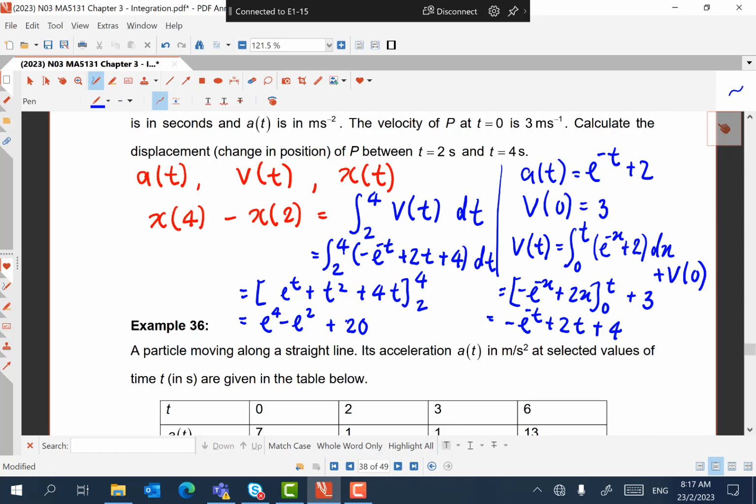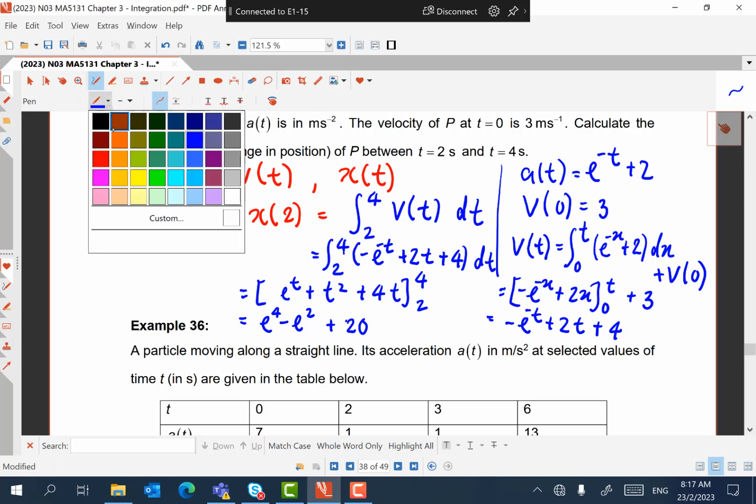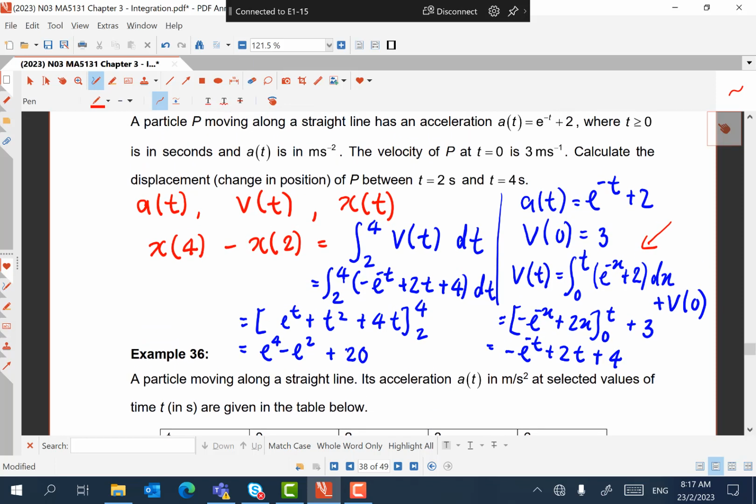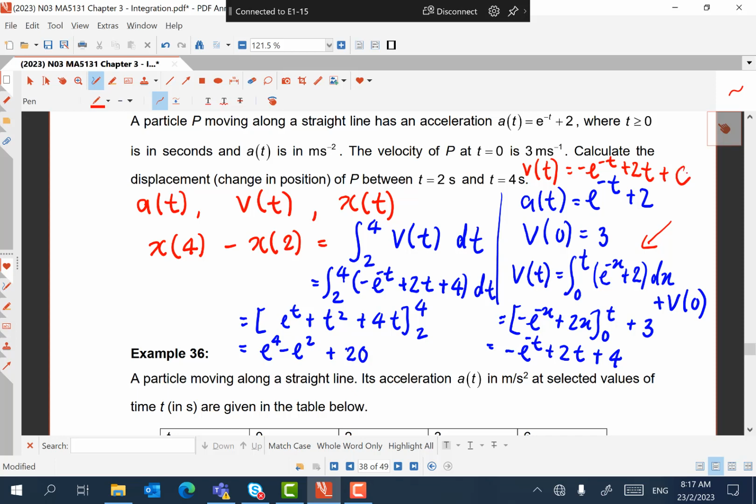Wait, why would you do something like that? Like on the right side? Yeah, what would you do? Okay, so you're asking me here, right? If you do not want to do it this way, you can integrate your acceleration slowly as vt equals to minus e to the minus t plus 2t plus c, and then you find c slowly.